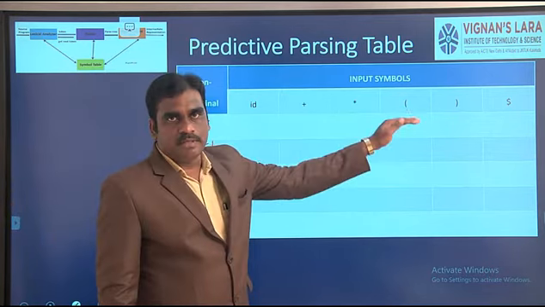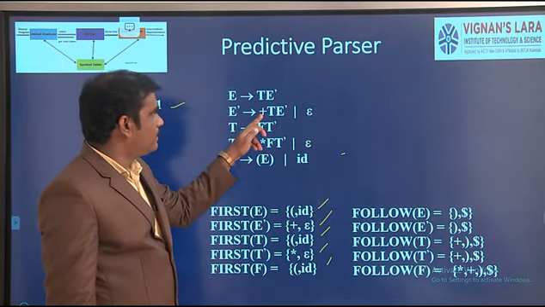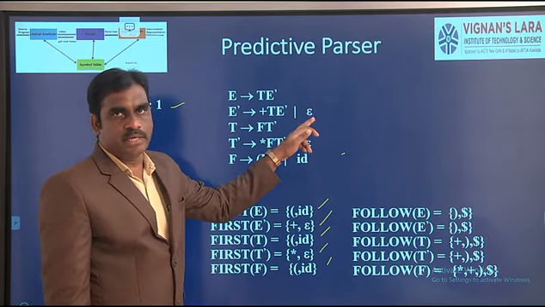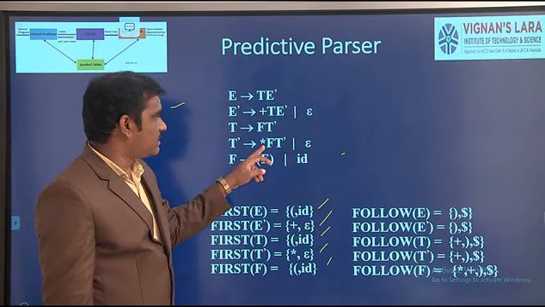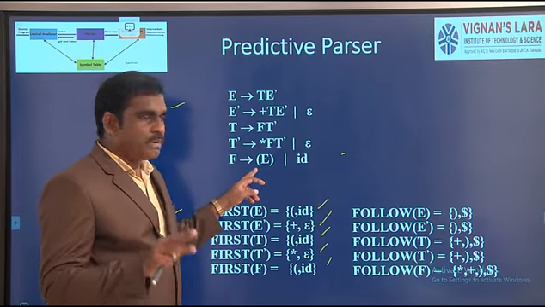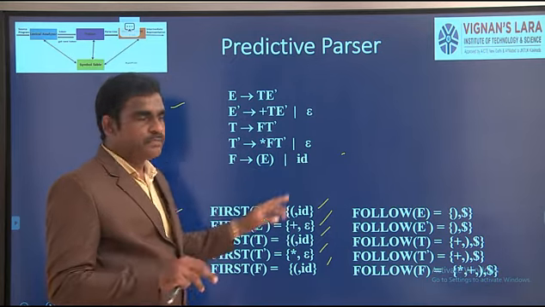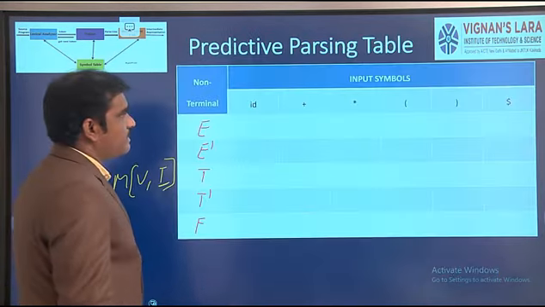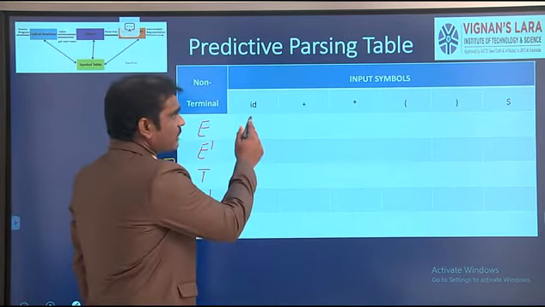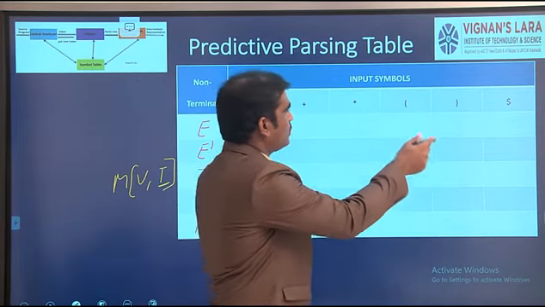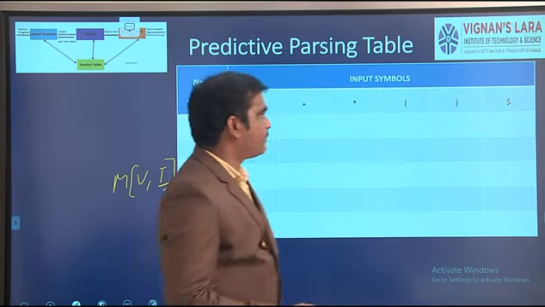Next, the terminal symbols. What are the terminal symbols? Plus. Epsilon, no need to write the epsilon; simply remove it. Plus, star, open parenthesis, closed parenthesis, and id. Along with one more symbol, the lookahead symbol, dollar. So plus, id, star, open, closed: 5 plus 1, that is 6, with the lookahead symbol dollar.